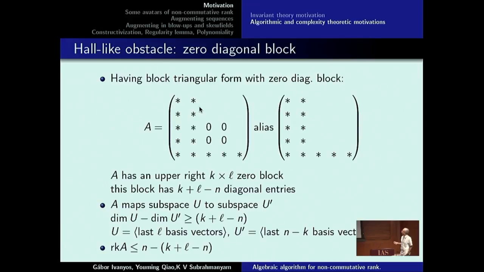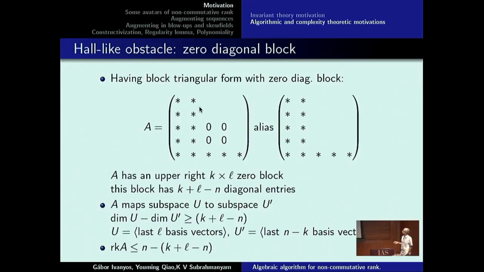Then this corresponds to the non-existence of a perfect matching in the graph. Viewed from the viewpoint of linear algebra, if I look at the span of the last l basis vectors, they map into the subspace spanned by the last n minus k. So n minus k in this case is 1. Thought of as an operator, this matrix sends this subspace of dimension u to this subspace of dimension u prime, and the difference in the dimensions is k plus l minus n. That immediately tells you that the rank of this matrix is upper bounded by this.